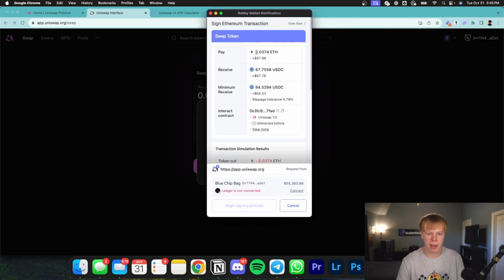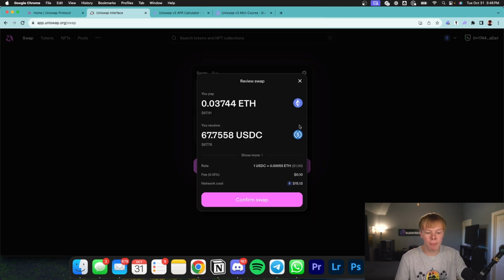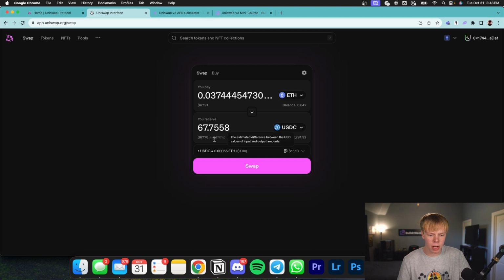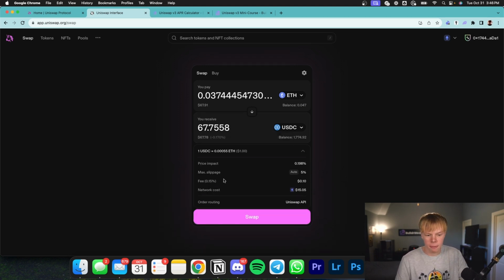If you look right here, I'm paying 0.0374 ETH, and I'm receiving 67.75 USDC. It is as simple as that, but you'll notice something. Right here, I'm losing 0.17% on my trade. So let's go and break that down. First off, 0.15% of that is going to Uniswap directly, the people that are facilitating this platform and this front end. The other 0.05% are going to liquidity providers that are putting their capital up.